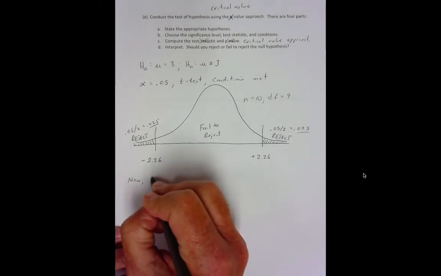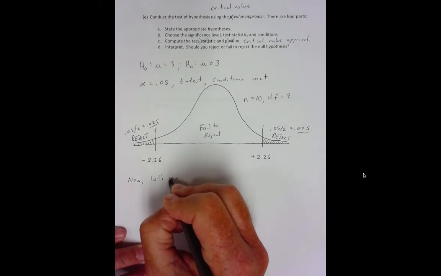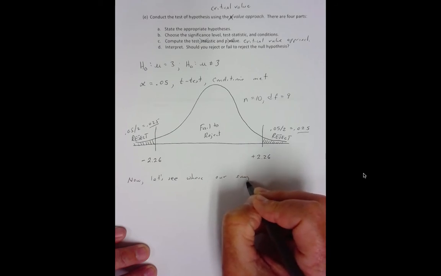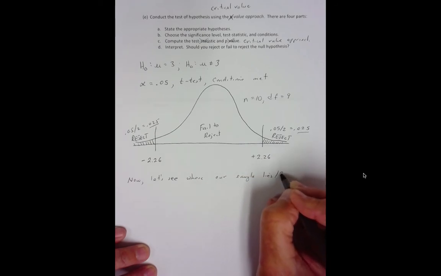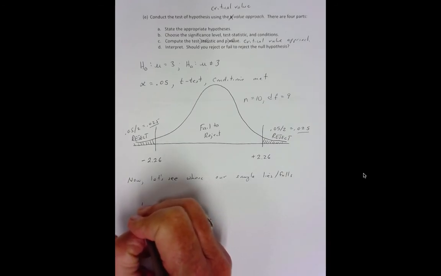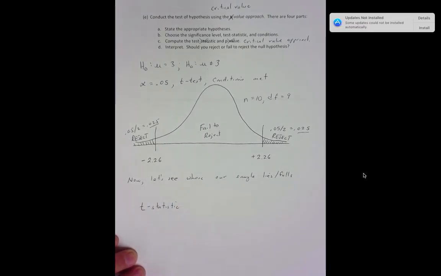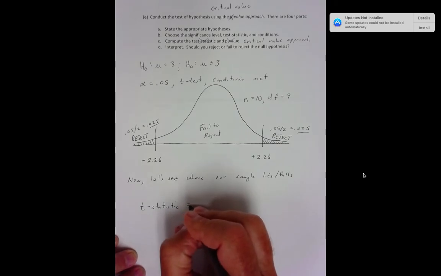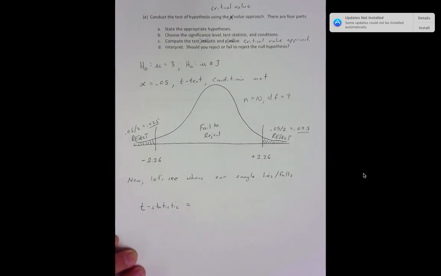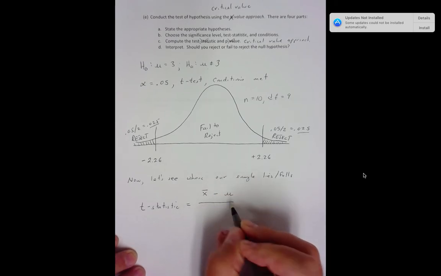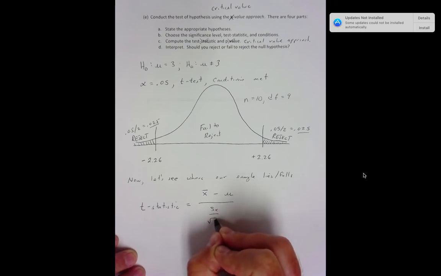Now let's see where our sample lies or falls. And we do that with what's called a test statistic. In this case, it's called a t-statistic because we're using a t-test. The way you calculate a t-statistic is the way you calculate a z-score, a z-statistic. Sample mean minus the mean over the standard error.